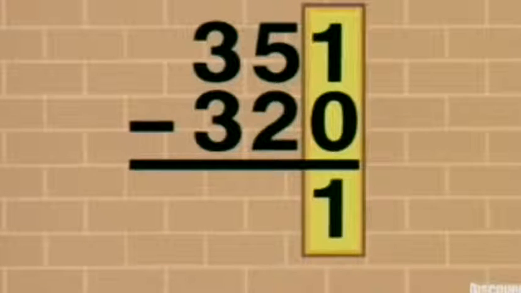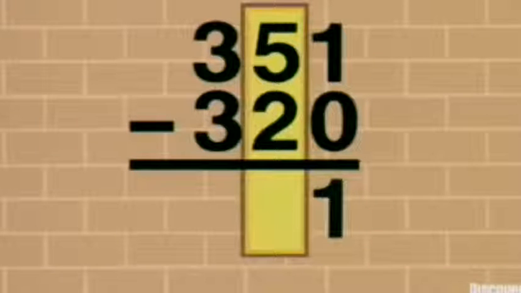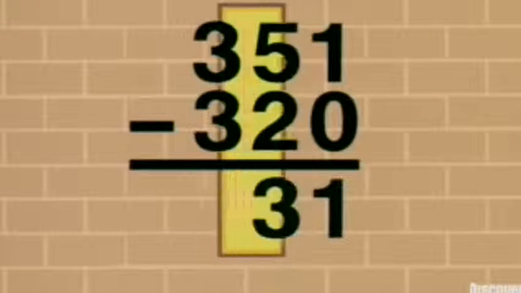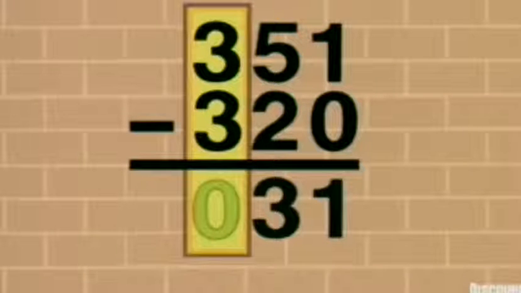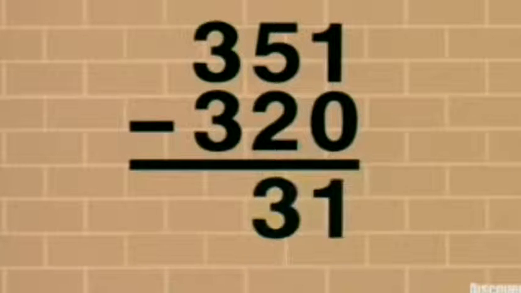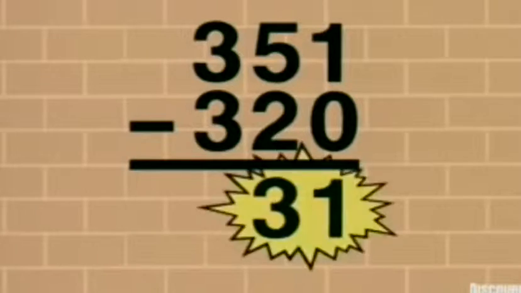Yes, 1. Now, figure out the answer in the tens column. What's the answer? 3. In the hundreds column, the problem says 3 minus 3. What's the answer? 0. But when the first digit of the answer is 0, we don't write anything. This is the answer to the problem, 31.